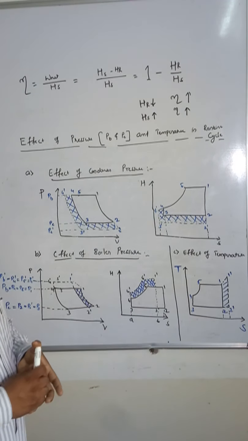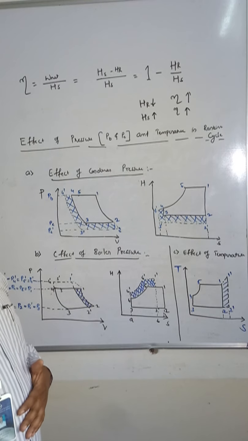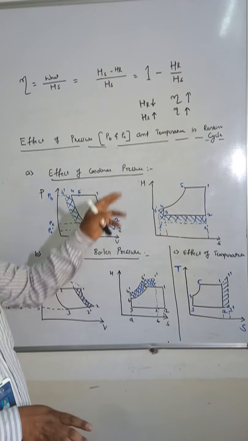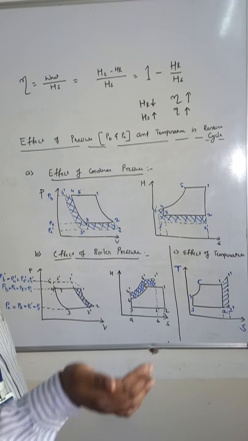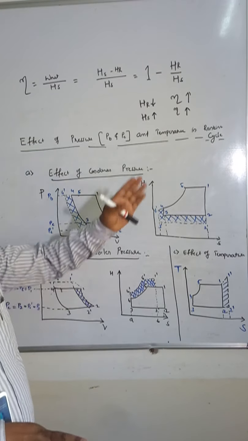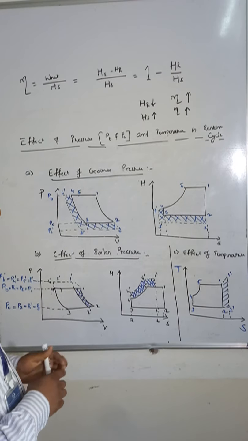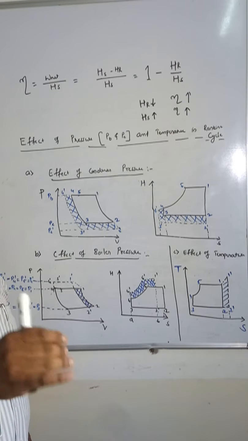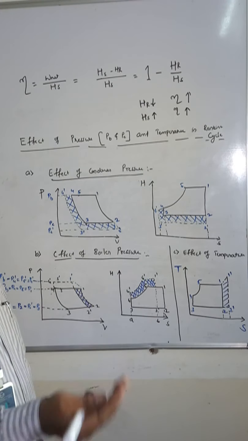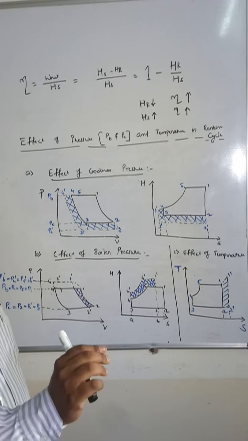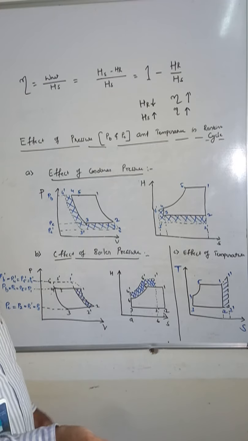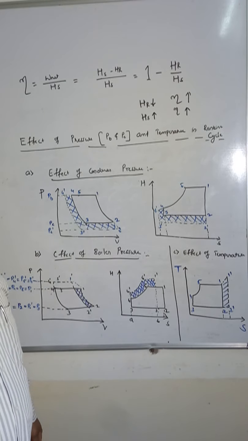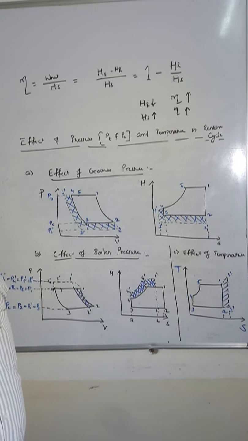What does effect mean? If I increase boiler pressure, whether the efficiency of the Rankine cycle increases or decreases. If I increase condenser pressure, whether it increases or decreases. Temperature is also the same case. If I increase turbine input temperature, whether it is increasing the work done or not. If I increase boiler input water temperature, that is feed water temperature, what is the efficiency change, that we are going to see here.